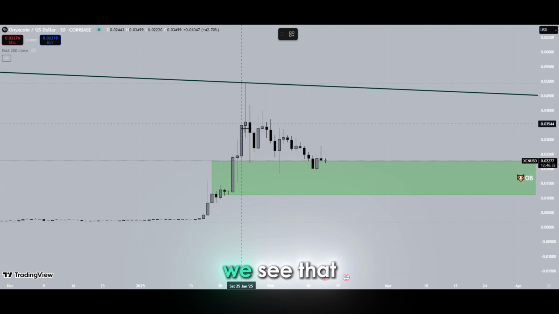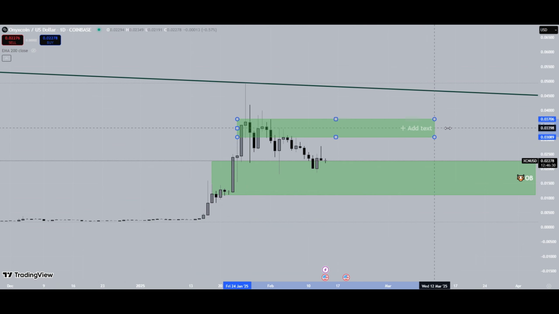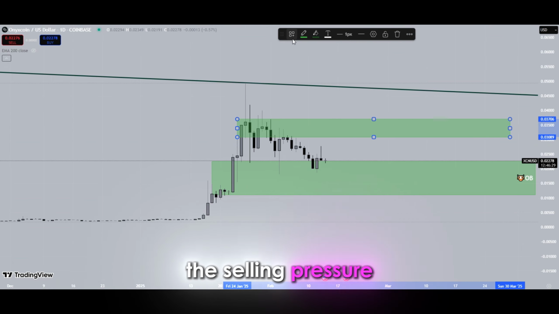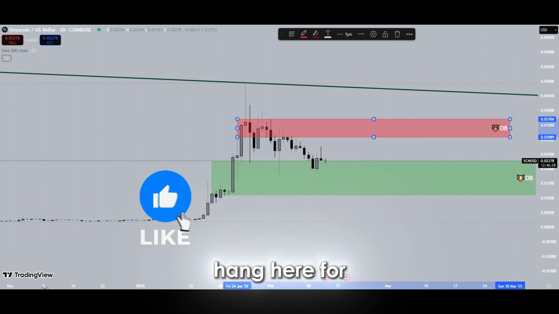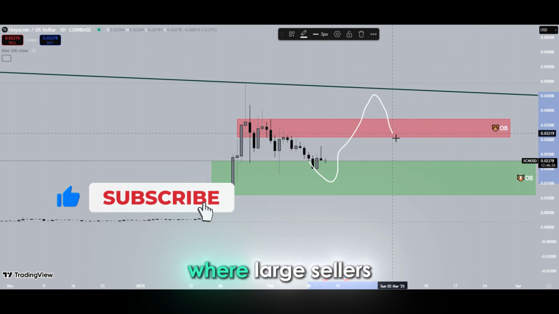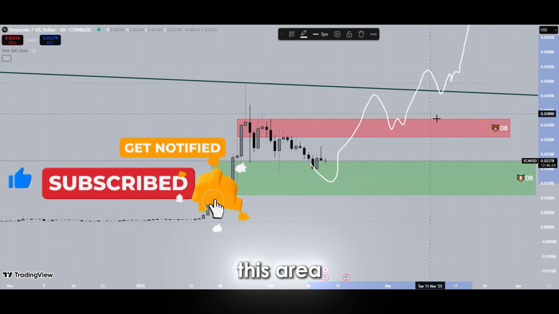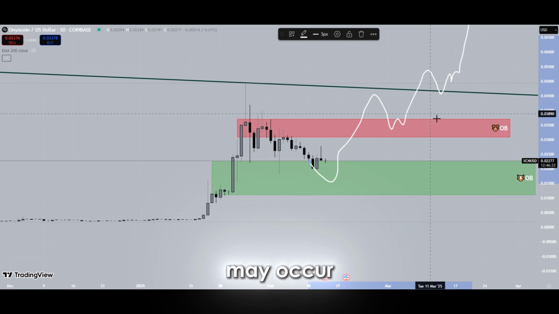On the chart, we see that there is a prominent bearish order block at the top zone. When the price approaches this area, the selling pressure may increase and it may hang here for a while. Bearish order blocks are usually areas where large sellers are concentrated. Every time the price comes to this area, it may face selling and pullbacks may occur. It is difficult to break it once, but it can break it with a few attempts.